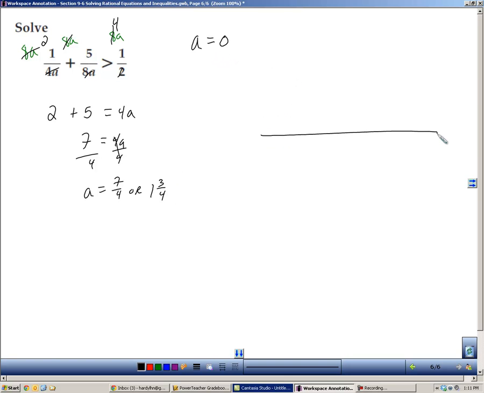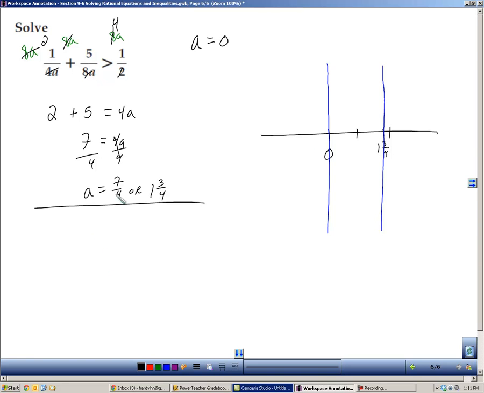So I'm going to make a number line. My number line is divided up into these three regions: things that are less than 0, things that are between 0 and 1 3/4, and things that are bigger than that. So we'll try some values, plug them back into the original. I think -1 is going to be the easiest.